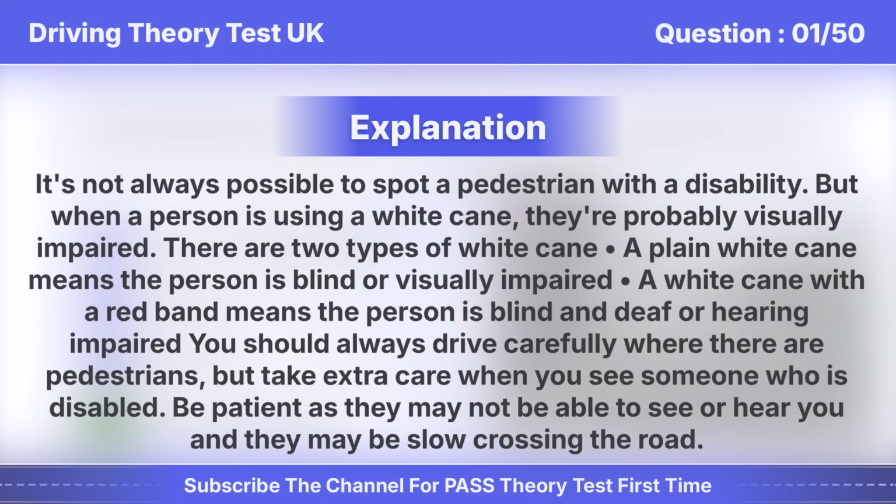It's not always possible to spot a pedestrian with a disability. But when a person is using a white cane, they're probably visually impaired. There are two types of white cane. A plain white cane means the person is blind or visually impaired, or a white cane with a red band means the person is blind and deaf or hearing impaired.